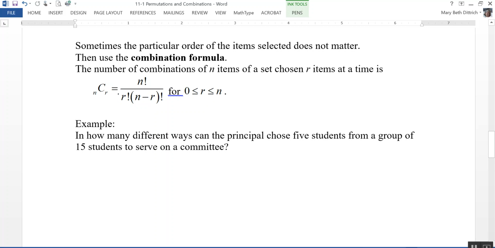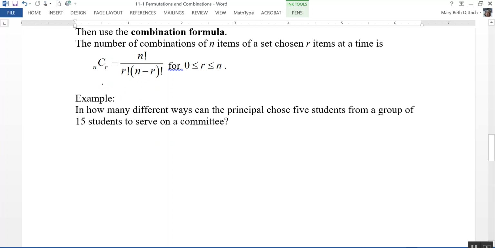So let's take a look at an example here. In how many different ways can the principal choose 5 students from a group of 15 to serve on a committee? So my n is going to be 15 because that's how many I have, and I'm going to be choosing 5 students, so that's my r. Now, order doesn't matter. These are just 5 random students that are going to be on this committee. So it's going to be 15 C 5.